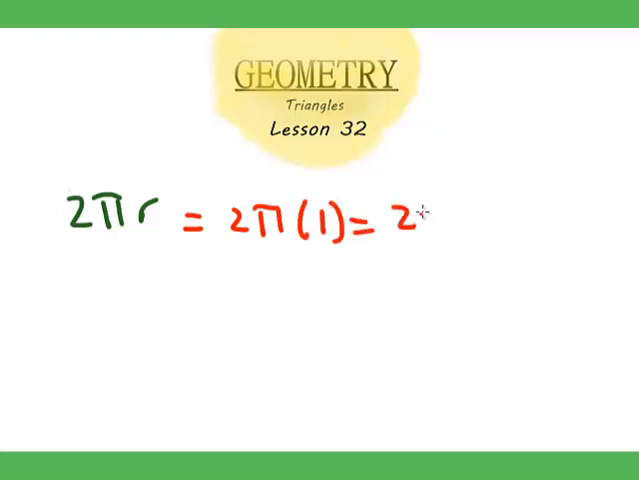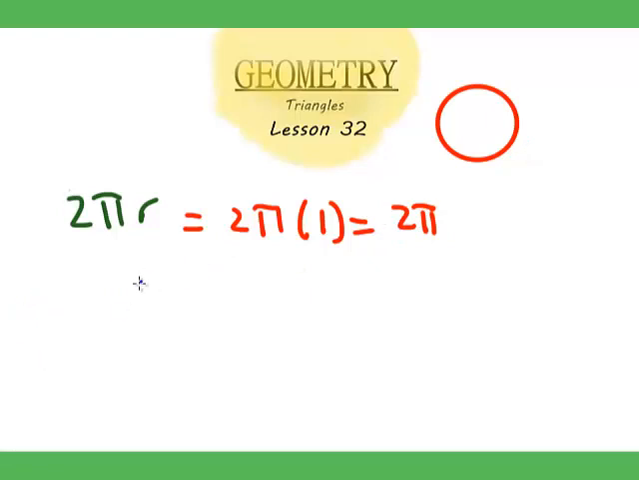So the circumference of any circle is 2 pi r, or 2 pi times the radius. And in this circle, remember, the radius of the circle is 1, so it is 2 pi times 1, which is equal to 2 pi. So the circumference, the length of the whole circle, or the side of the circle, in inverted commas, is 2 pi.